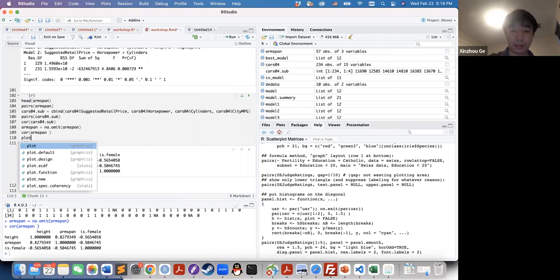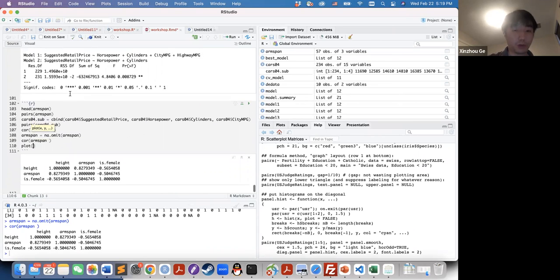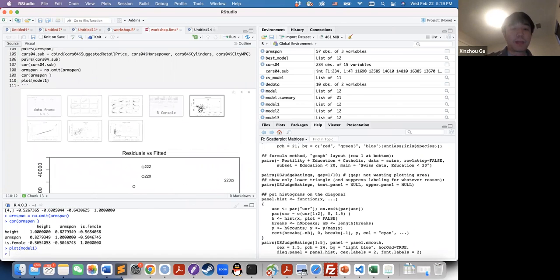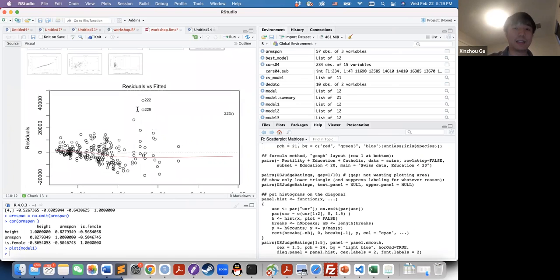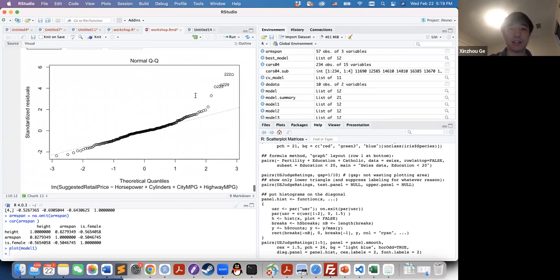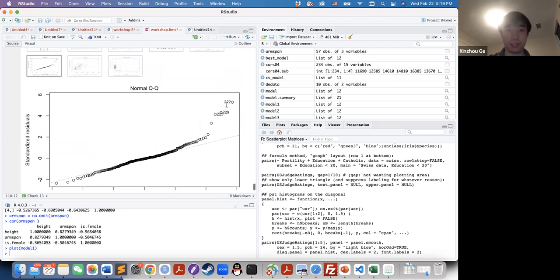So we just plot model 1. I remember model 1 is the model using all the predictors. So let's see what the plots look like. We can still see the residual plot. It seems that the trend is flat, but if we look at the QQ plot, it seems that the residuals are far away from the diagonal, which indicates that the residuals may not be from the normal distribution.